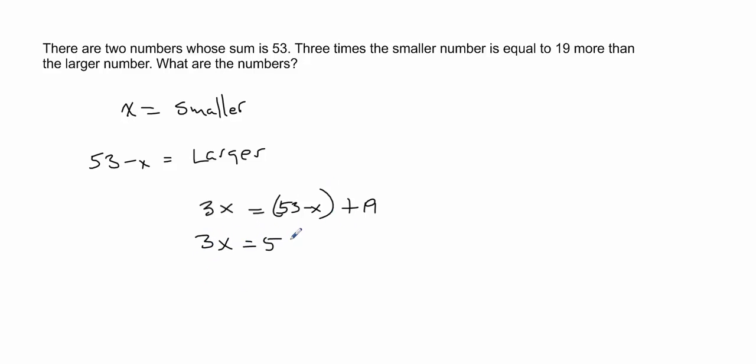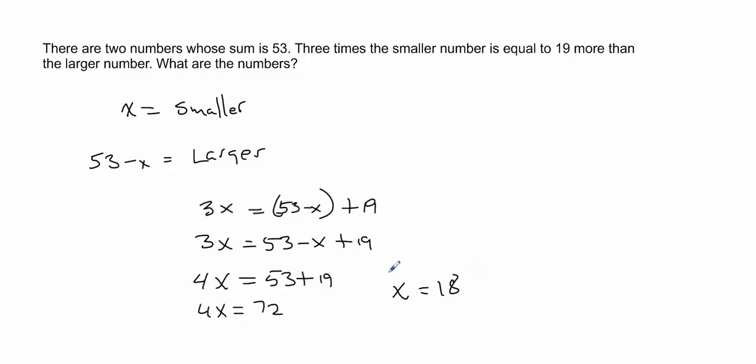3x equals 53 minus x plus 19. And then if I rearrange, I move the x to the other side, I get 4x equals 53 plus 19. Together that gives me 4x equals 72. And of course x must be equal to 18. Okay. I hope that helps. Plug it back in and double check your work.